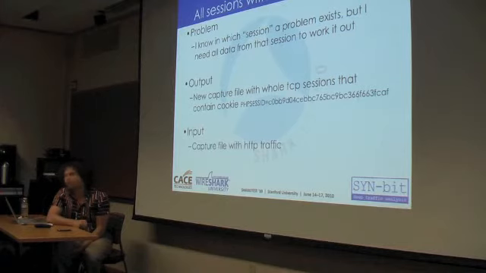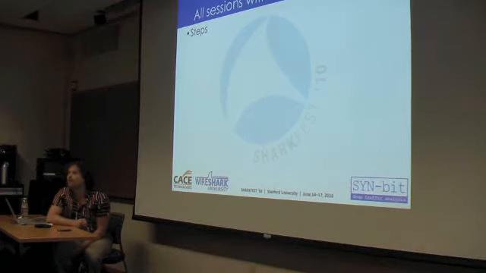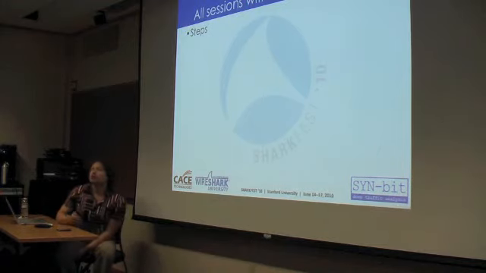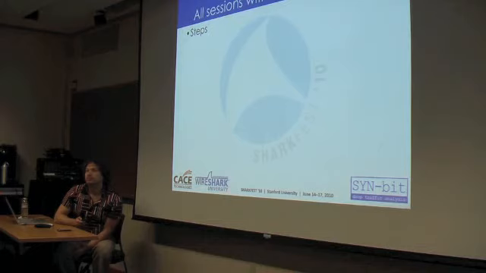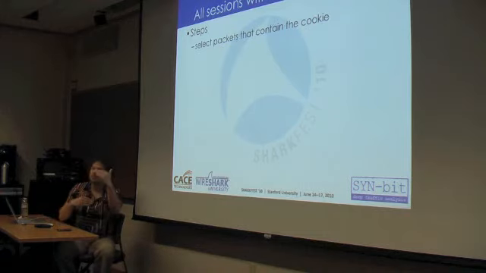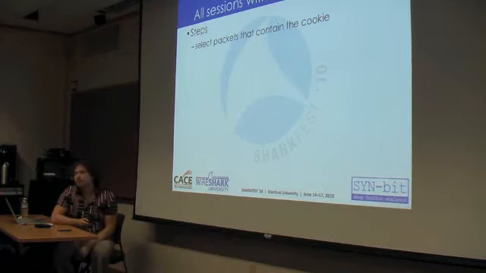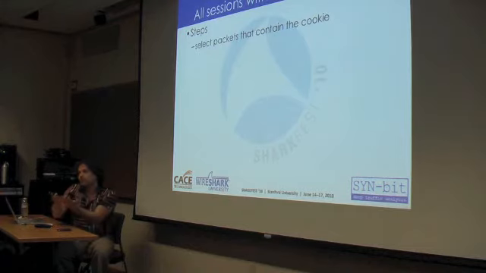We have, of course, again, a trace file with HTTP traffic. What steps do we need to take? Any ideas? Find the streams that have that cookie. Exactly. So first, we need to select which packets contain that cookie, but we want the whole TCP stream, not only the packets that contain the cookie, because we also want the responses, which don't contain the cookie. So we need to have a filter for that TCP stream.